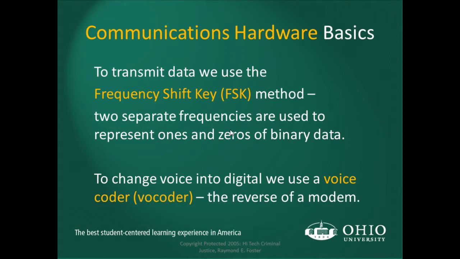Communications hardware basics. The transmitting of data can be done through FSK, or frequency shift keying. It's a method where two separate frequencies are used to represent the ones and zeros. One frequency will spike if it's a 1, and the other frequency will spike if it's a 0. That's how the ones and zeros, or the digital data, are transmitted.